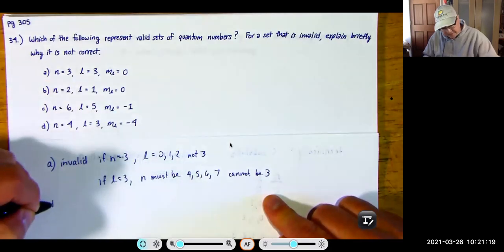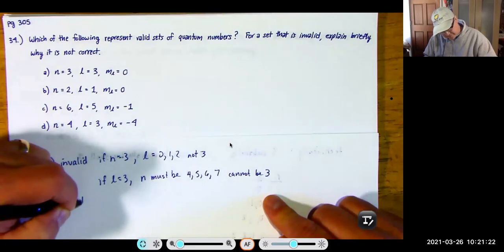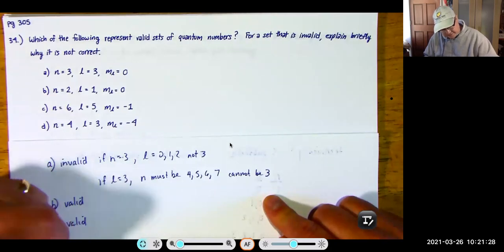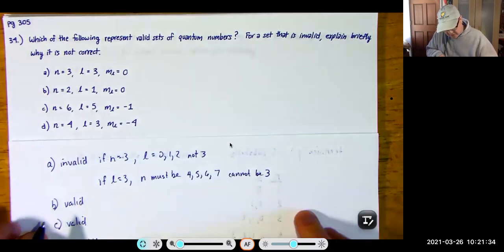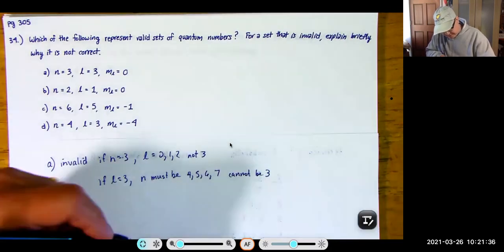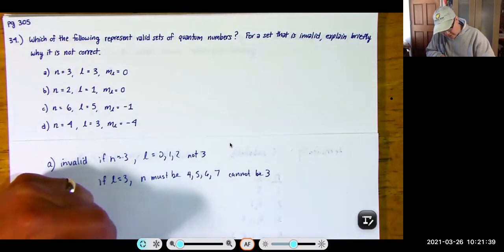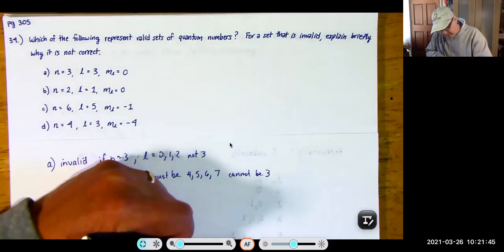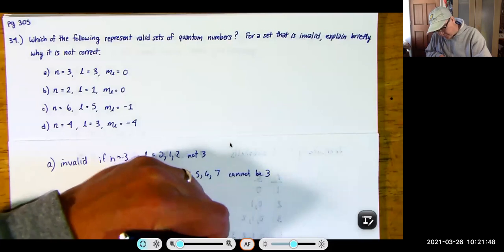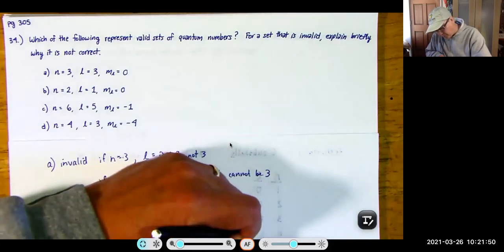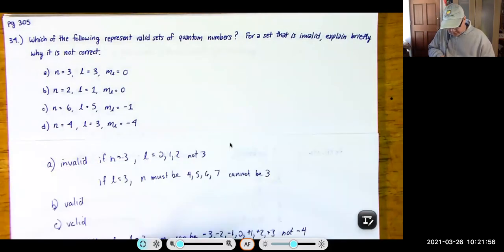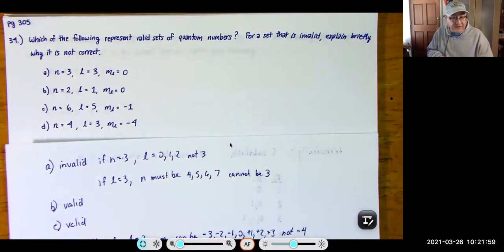Okay, B is valid. C is valid. D is invalid. And we could answer this from 2 points of view. We could say that for l equal 3, m sub l can be -3, -2, -1, 0, +1, +2, or +3, but not -4. So the range of m sub l goes from +l to -l.